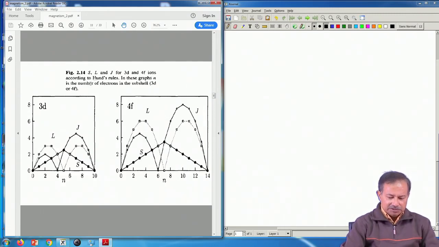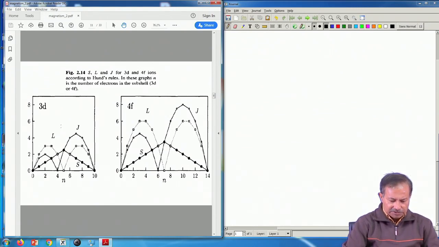So, these are the standard values of S, L and J from atomic data. They are consistent with Hund's rule for 3d and 4f ions. Okay. So, 3d is like scandium to zinc, and 4f is this lanthanide series.